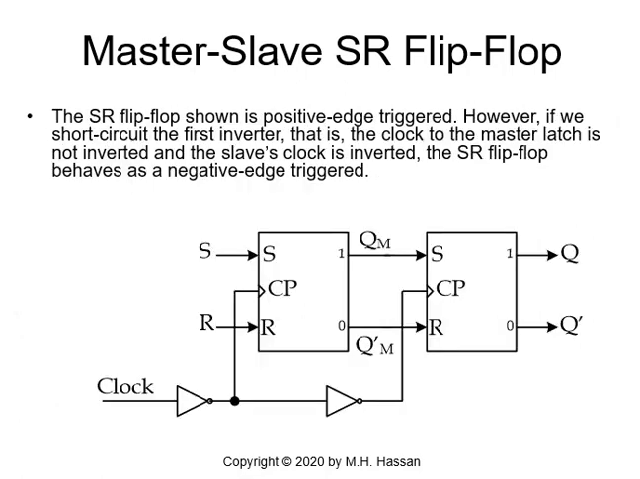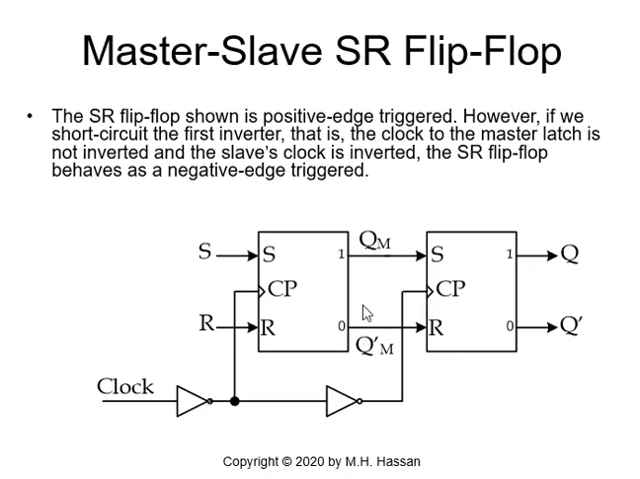So we see the hardware circuit here. We have the master with output Qn, and we have the slave with an output Q, which is the output of the flip-flop. The clock pulse is inverted, and inverted again. And basically, the flip-flop shown is positive edge triggered.